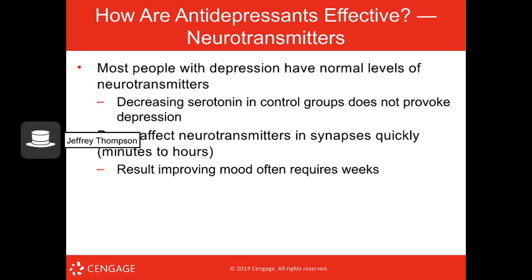So the effectiveness of antidepressants is a bit confusing. Most people with depression have normal levels of neurotransmitters. Decreasing serotonin in control groups doesn't actually provoke depression. So we're looking at SSRIs and we're going like, okay, it's making more serotonin available, but if more serotonin cures depression, less serotonin should be related to depression, but that doesn't seem to be the case. Also, drugs like SSRIs affect the neurotransmitters pretty quickly, minutes to hours, but the results in improving mood with any type of antidepressant can take weeks, sometimes months. So if the drugs are affecting the synapses pretty immediately, but it takes a while to see the effects on depression, then what's causing the depression to get better?